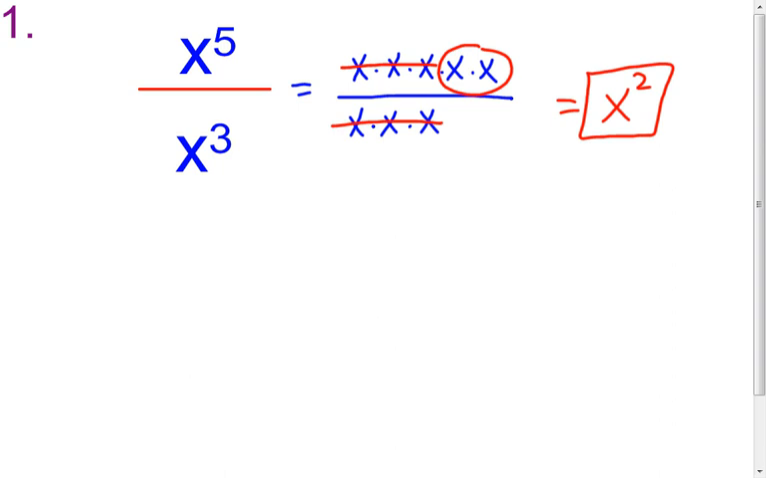The shortcut would be to subtract the exponents. Always take the top number minus the bottom number. This, if I do it the shortcut way, would be x to the top exponent, which is 5, minus the bottom exponent, which is 3, which of course still gives me x squared. Okay?